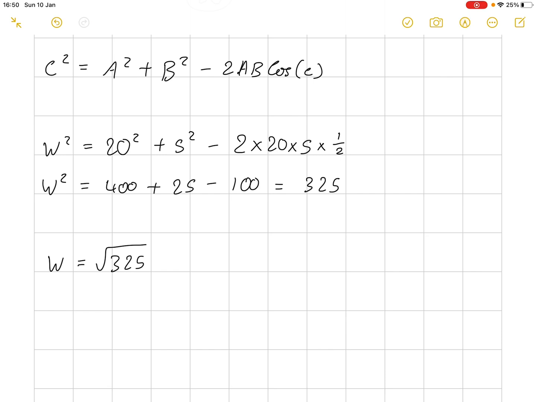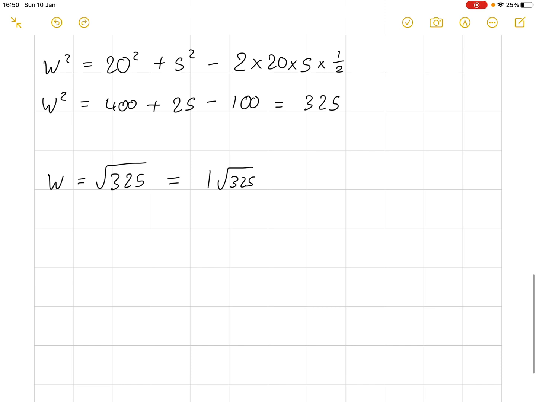Now, we could leave it like this, but as you can see, the question specifically tells us that we have to leave it in the form of a root b, where a and b are integers greater than 1. So effectively, what this is saying is this is equal to 1 root 325. So 325 is greater than 1, which is okay, but sadly, 1 isn't greater than 1, so we can't leave it like this. So we need to start splitting this up.